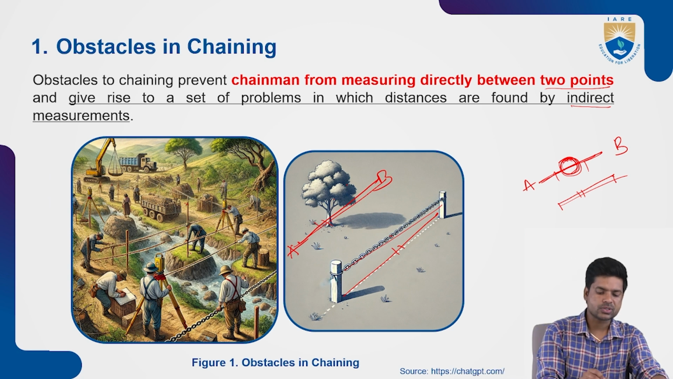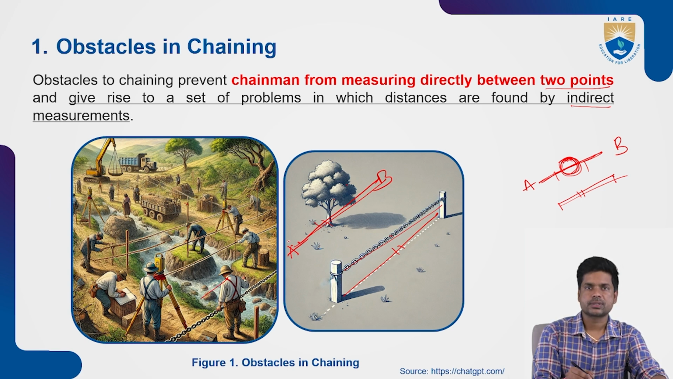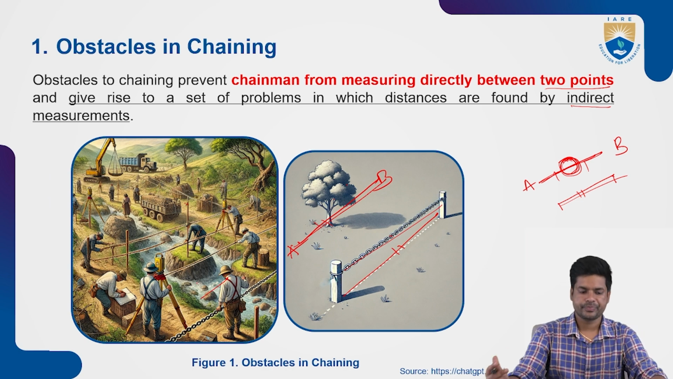Here you can also see a lake. If you have a lake in between the 2 points, then we have to follow some other procedures. That is what an obstacle is.